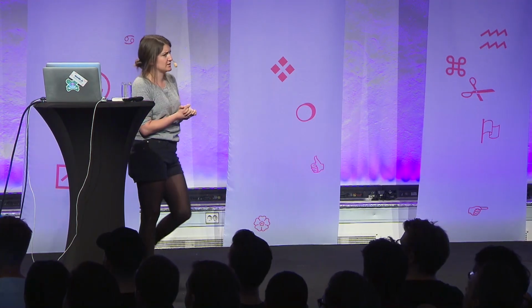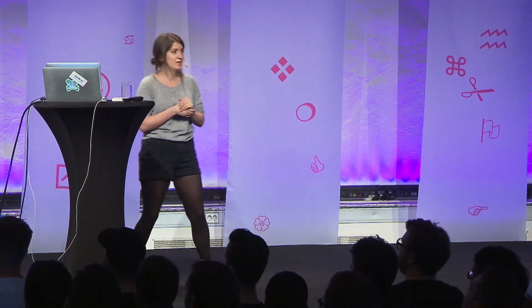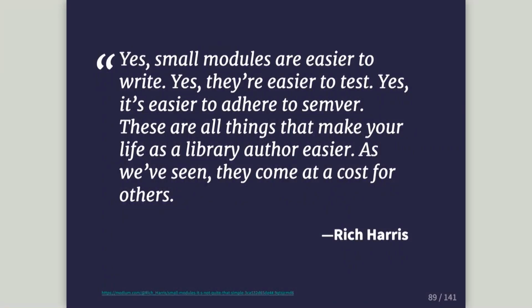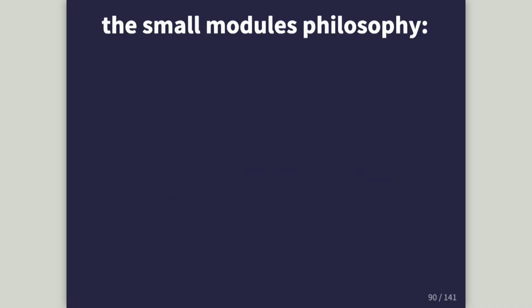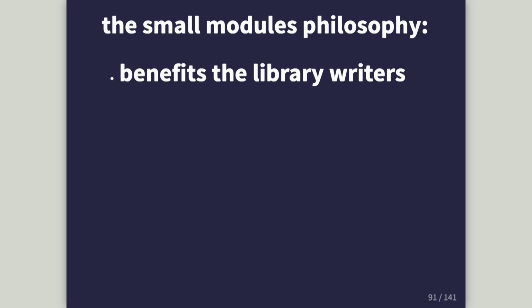All right? And so Rich Harris followed up to Sam's blog post on the small modules philosophy. And he says this. He says, yes, small modules are easier to write. Yes, they're easier to test. These are all the things we heard on Twitter. Yes, it's easier to adhere to semver. These are all the things that make your life easier as a library author. As we've seen, they come at a cost for others. All right? So to a certain extent, you could say that the small modules philosophy benefits the library writers.